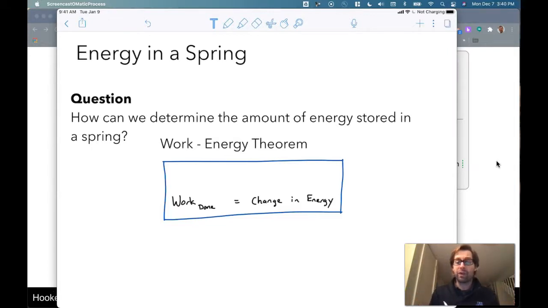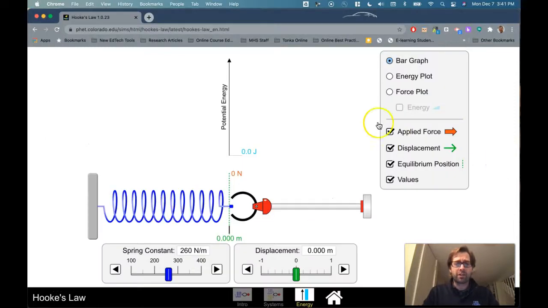But in this video I want to really break down how you can determine the amount of stored energy in a spring. We're going to come back to using the concepts of the work-energy theorem, where it says that any work done in a system is equal to the change in energy of that system. We'll come back to those ideas in a second. First, though, I want to show you what we're talking about here.